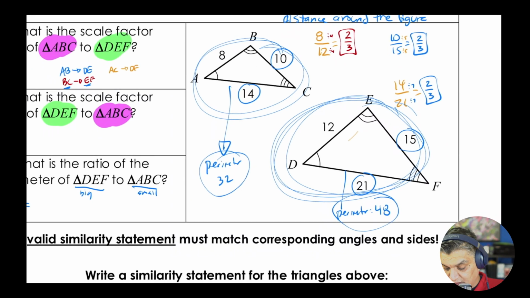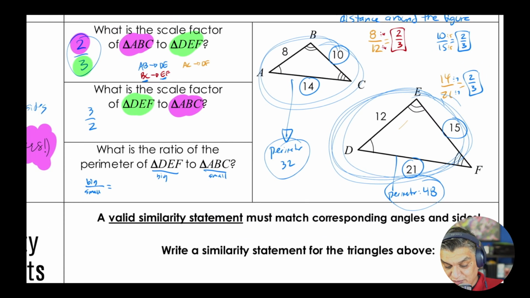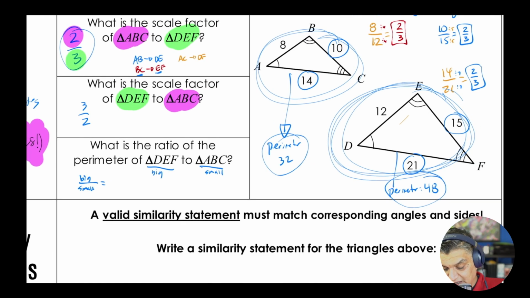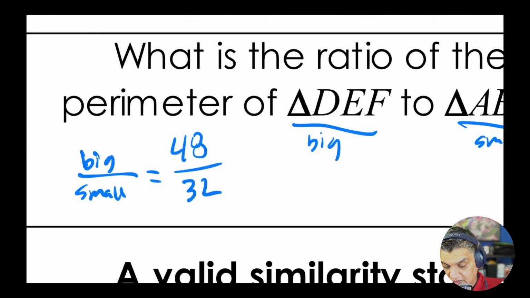So what's the ratio? Now, what do you think the ratio is going to be? What should the ratio be? Well, let's see. We have the perimeter of the big triangle is 48 over the perimeter of the small triangle, which is 32. And if I simplify that, what number can I divide 48 and 32 by? 16. Yep, 16. Very good.